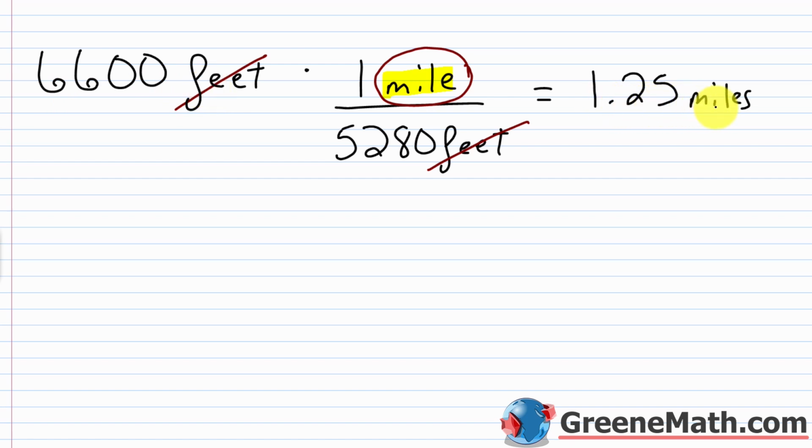And again, all you do is you multiply what you start out with by a unit fraction where the relationship you want to end up with, in this case it was miles, so we have mile up here, is in the numerator.